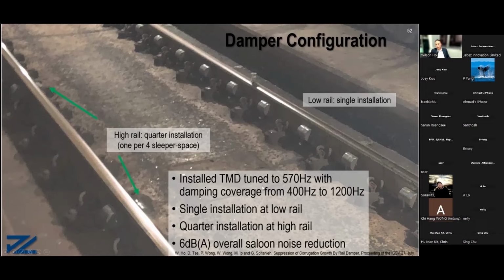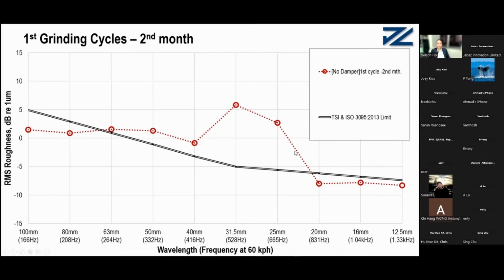The tuned mass damper was tuned to 550 Hz, both vertical and lateral. However, the damping already covers 400 Hz to 1200 Hz. It is a single installation on the low rail, and quarter installation at the high rail. With this arrangement, the saloon noise is already reduced by 6 dB.